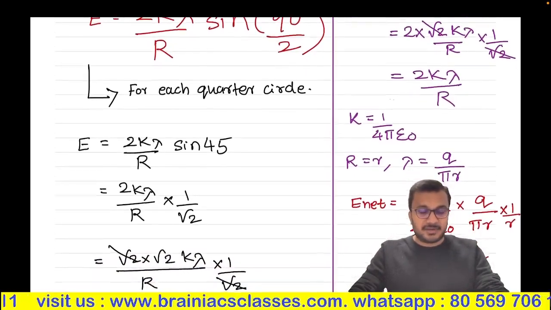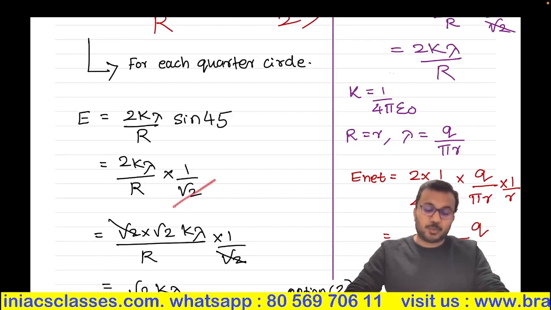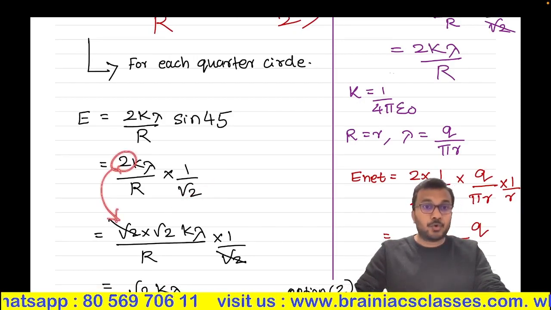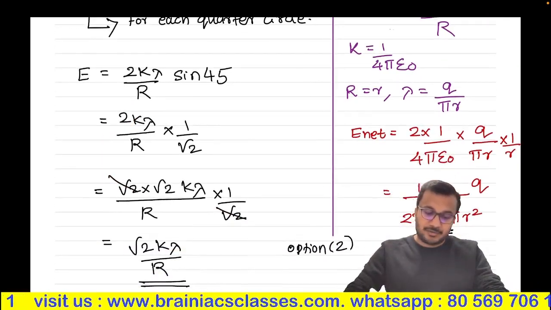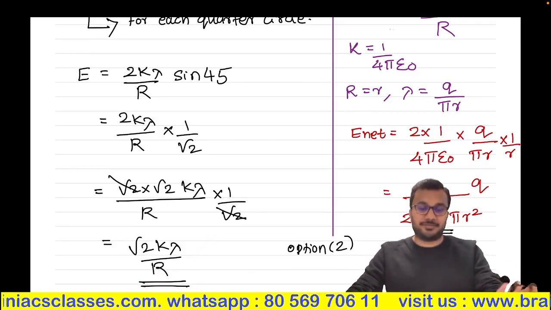So what is the electric field? 2k lambda by r sine 45. Sine 45 is 1 by root 2. So this 2 can be written as root 2 into root 2. So one root 2 gets cancelled. So you have root 2 k lambda by r. This is the electric field.